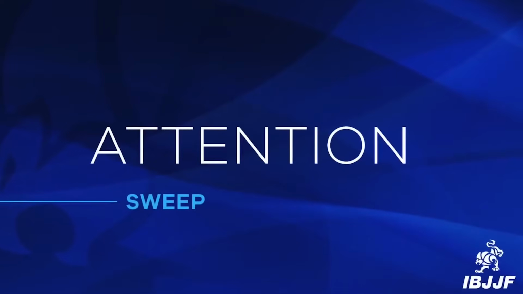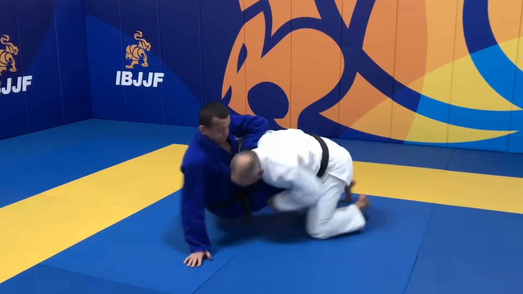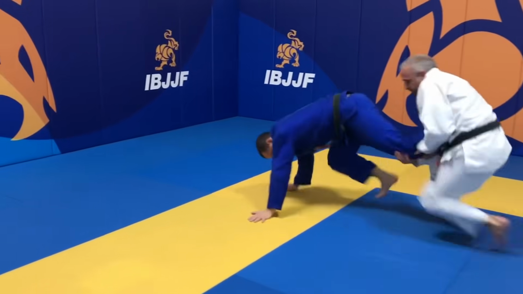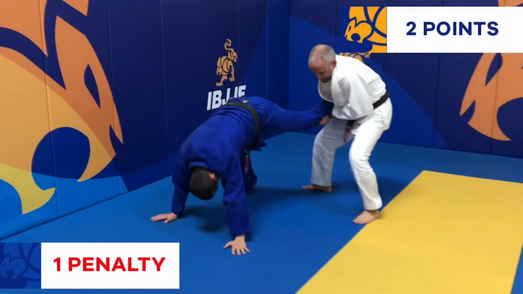The following scenario is the only case where the athlete will score 2 points and the opponent will be given 1 penalty. When the opponent deliberately exits the match area to prevent the athlete from completing a sweep or a takedown.